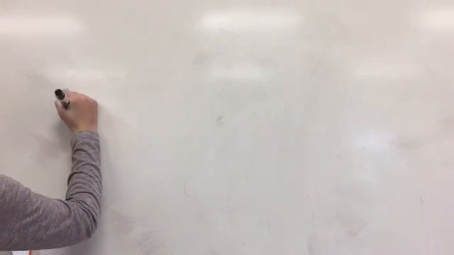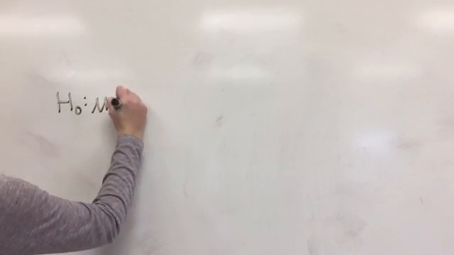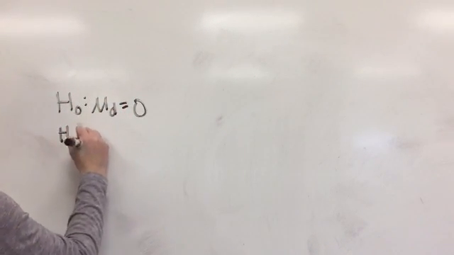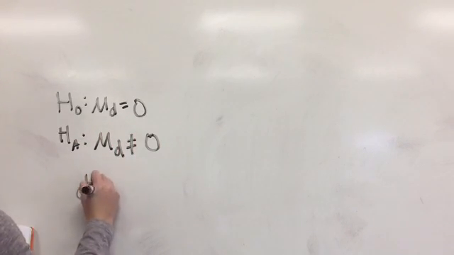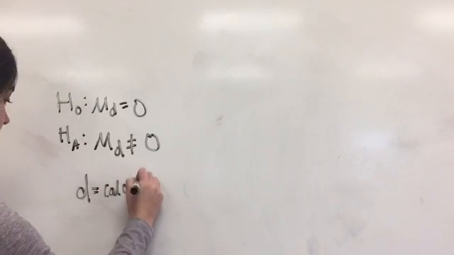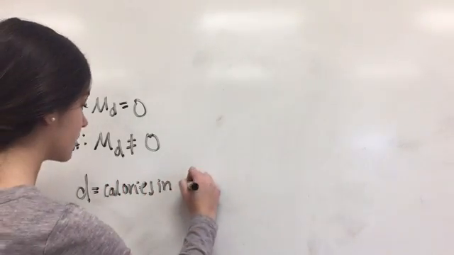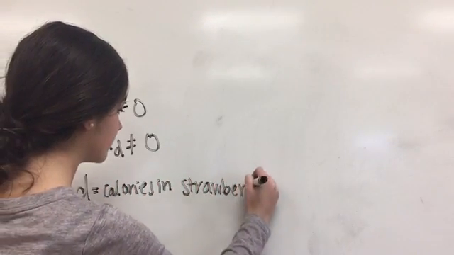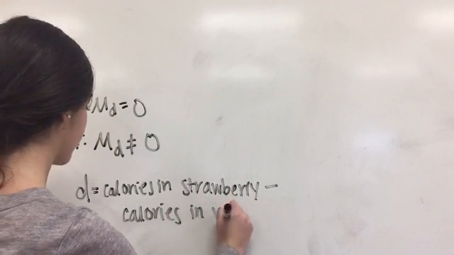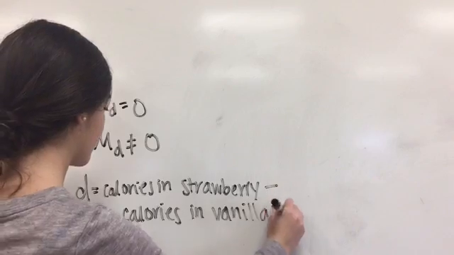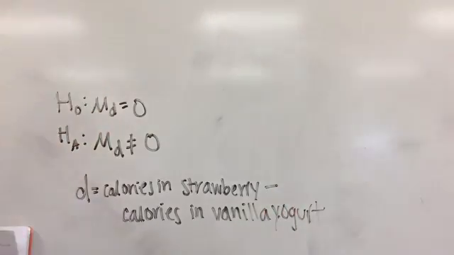Okay, so we're going to start by doing the hypotheses. The null hypothesis is that nothing is different. So the mean difference between calories in servings of strawberry yogurt and calories in servings of vanilla yogurt is 0. And the alternate hypothesis would be that the mean difference is not 0. Now, when you're doing these problems, you also have to define what D is. So D is the calories in serving strawberry minus calories in servings vanilla.